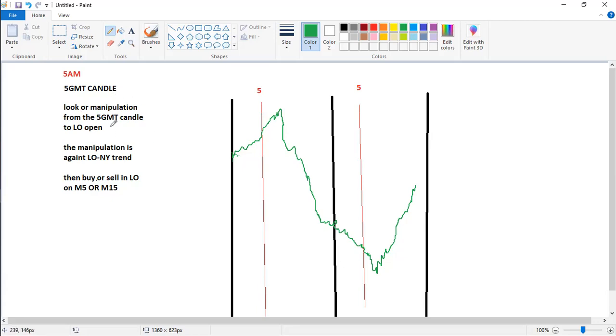Then look for the manipulation from the 5 GMT candle to London Open. And that manipulation is going to be against the London and New York trend. Then you can buy or sell on the 5 or 15 minute. It's up to you. You just need to look for a structure break against that trend, that manipulation. And it can happen every day. It's not something that happens every day, or it can be 2 or 3 times per week.